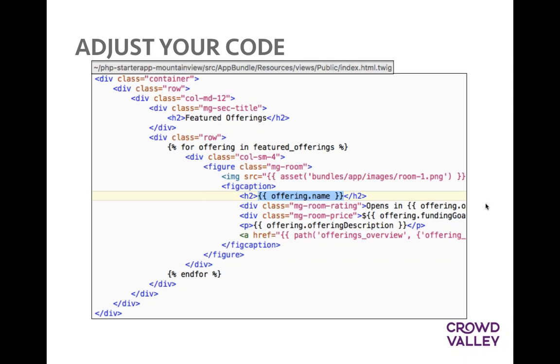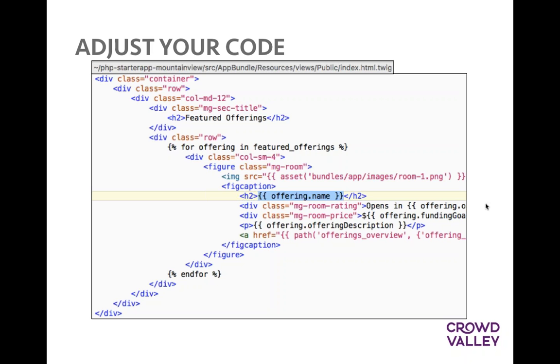You can see that you're in the right place because it has the featured offerings heading, the H2 heading, and then you can see that it's looping through all of the offerings in your list of featured offerings. So all of the offerings you created in the back end, which you tagged or ticked as featured, will appear here. And then within that, you are showing a bit of information about that offering. So you're showing the offering name, and you're showing when it's opening, and its funding goal, and its description.